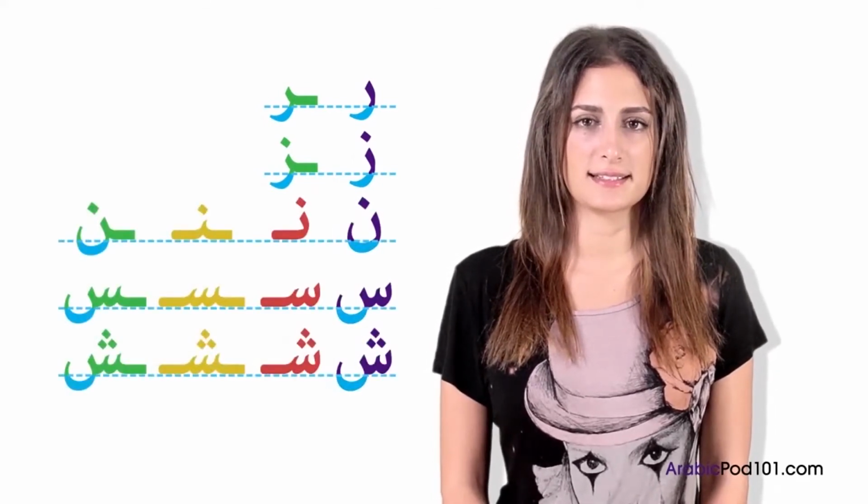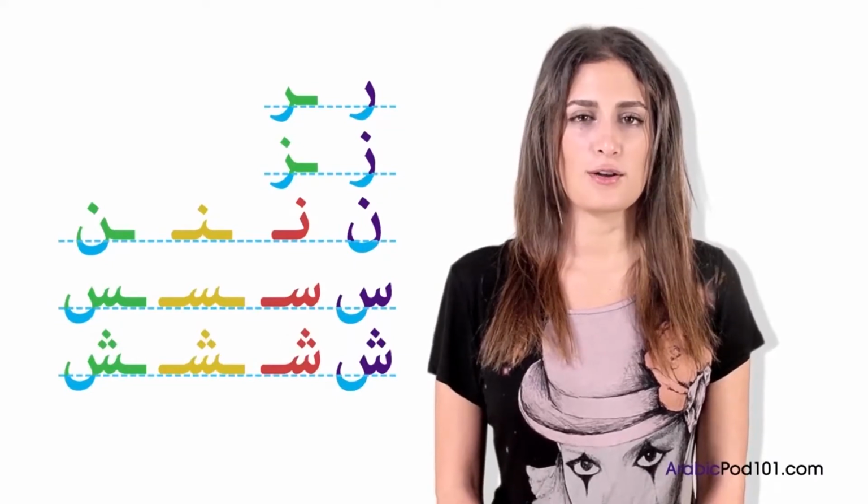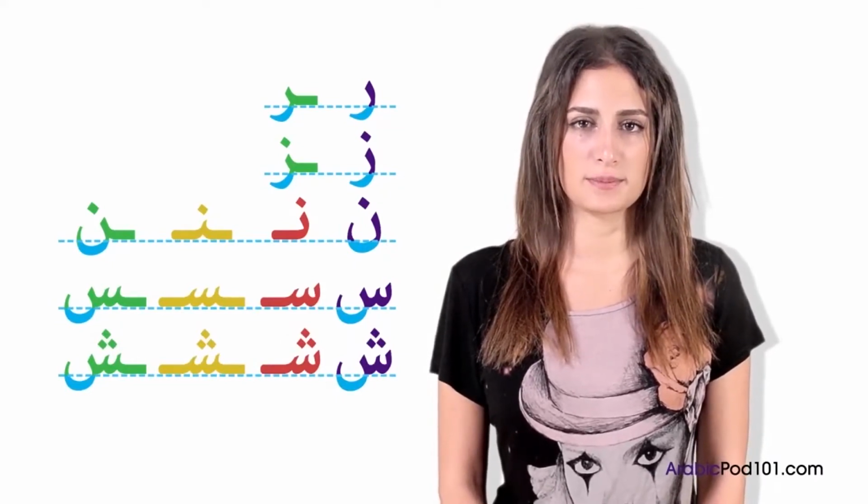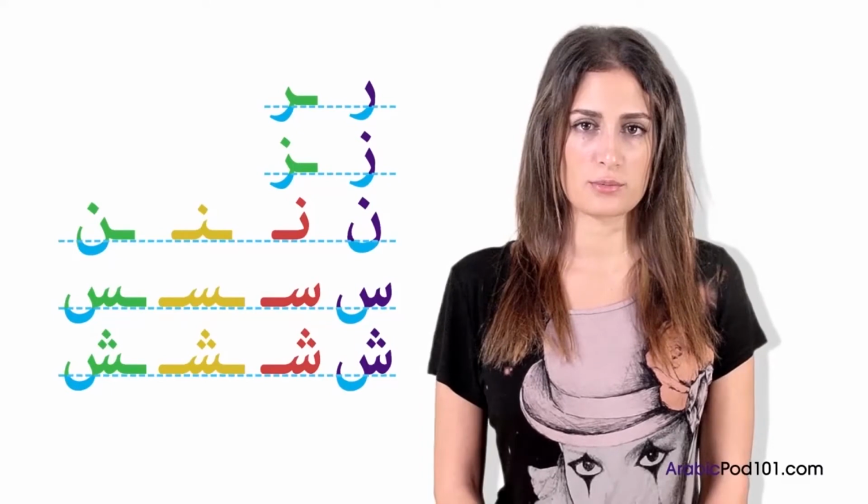Now it's time for Carol's tips. Taking note of letters that dip beneath the line and letters that don't can help improve your handwriting. The letters we learned so far that dip beneath the line are Ra, Zayn in all their forms, and Noon, Sin, Shin in their isolated and final forms. Also, it's best to practice on lined paper, not blank paper, for more structured handwriting.